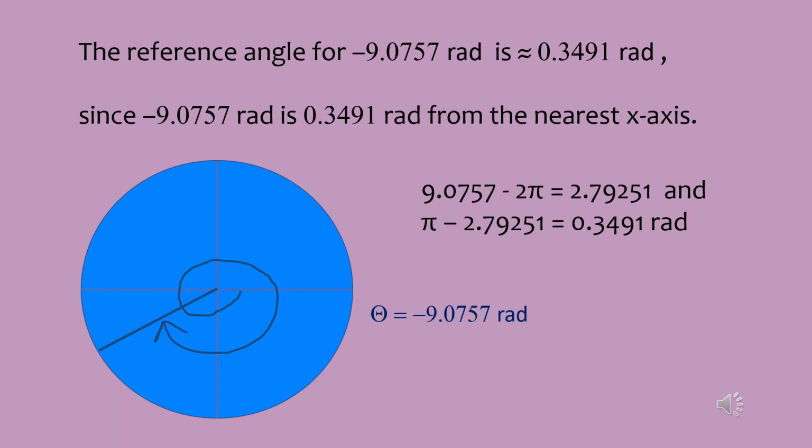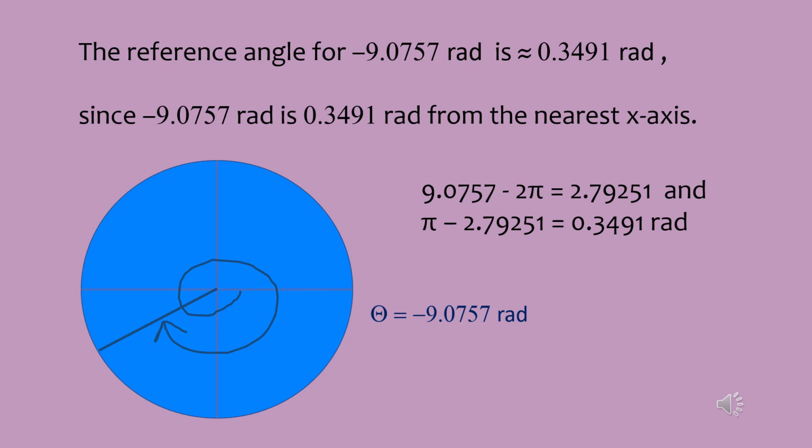So 9.0757 minus 2 pi is about 2.7925 radians more. And so if I take a half circle, pi, minus the leftover 2.7925, I get a gap of 0.3491 radians. So again, that angle lands approximately 20 degrees away from the negative side of the x-axis. 20 degrees is approximately 0.3491 radians. So the reference angle for negative 9.0757 radians is approximately 0.3491 radians.